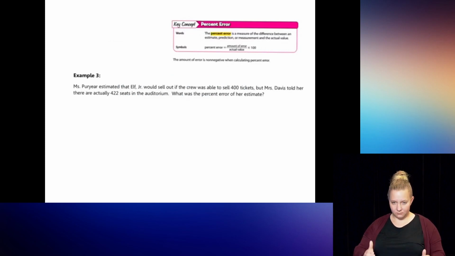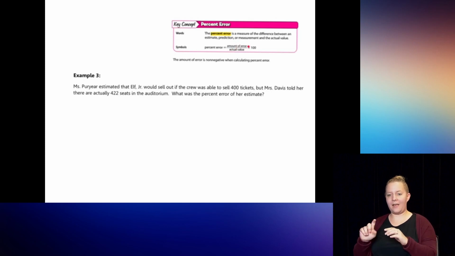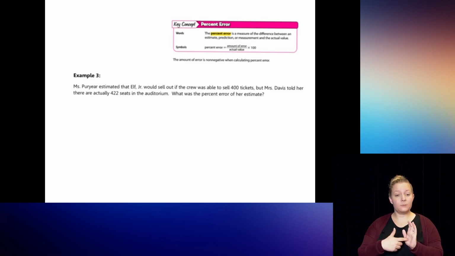Percent of error is very similar, except it's not over an original because nothing is changing. It's just that somebody thinks one thing, but in reality, there's something else. And you're going to still put it over in a fraction like we did. So you're going to find the amount first, but the denominator, instead of saying original, it's going to say actual right there. And then when you divide, remember, you get a decimal, which is why you have to multiply by 100. So the other one should have said that as well, to change it to a percent. So the example to show how similar it is is example 3.